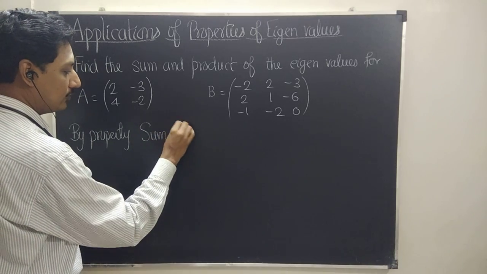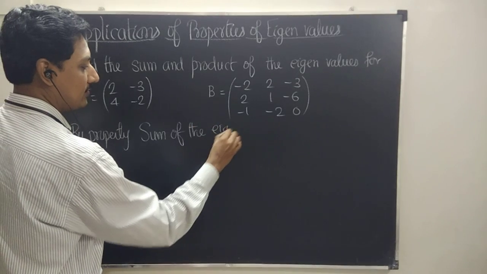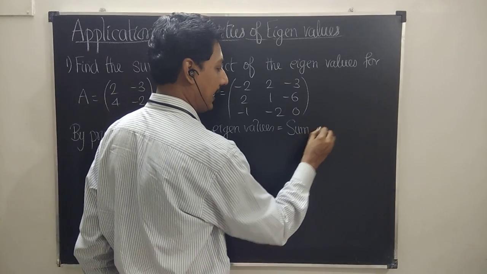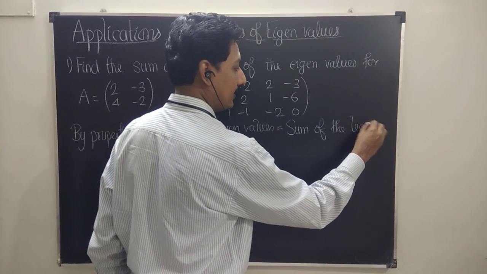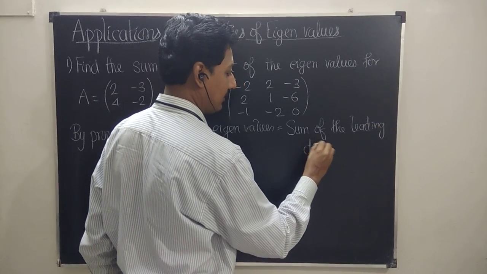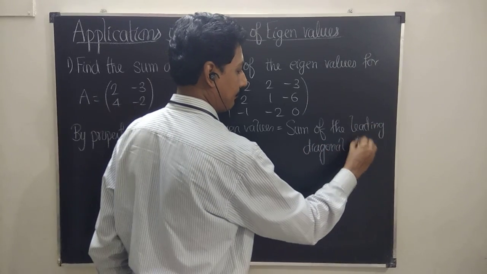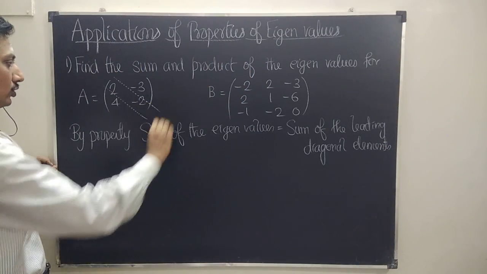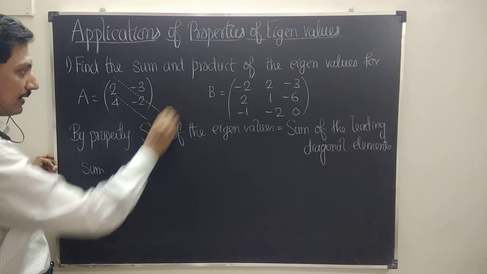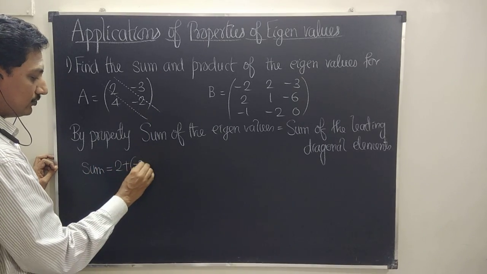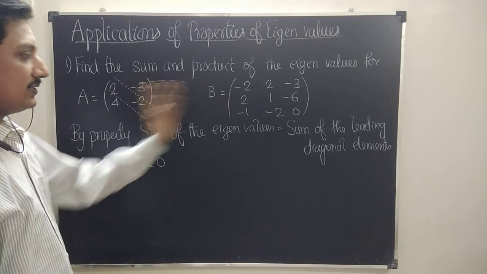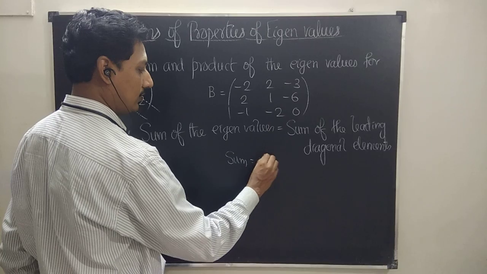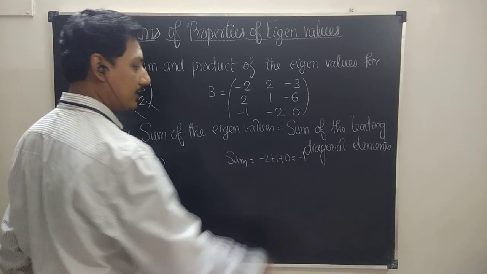So by the property, the sum of the eigenvalues is equal to the sum of the leading diagonal elements, that is, the sum of the diagonal elements of the given matrix. So by using this first property, for the first matrix the sum is 2 plus minus 2, which is equal to 0. In the same way, the sum of the eigenvalues of the matrix B is minus 2 plus 1 plus 0, which is equal to minus 1.